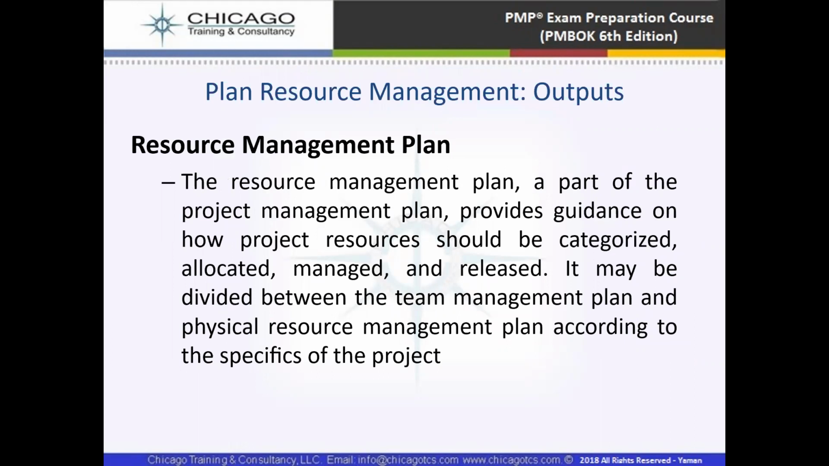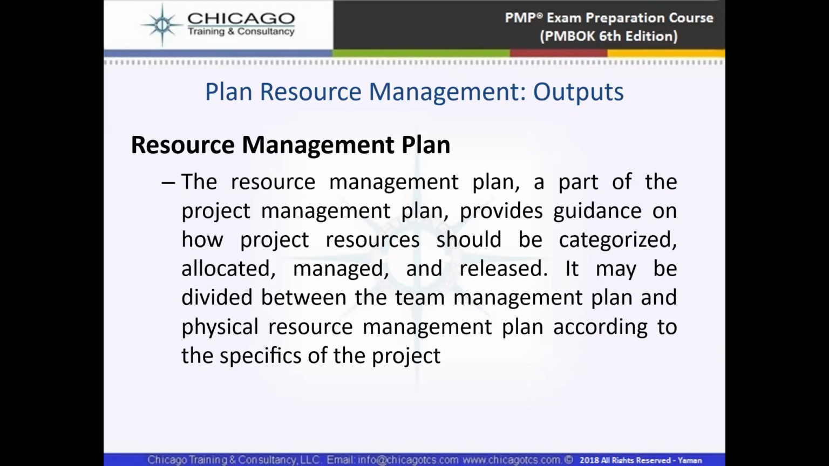So basically, a resource management plan is a part of the project management plan, which provides guidance on how project resources should be categorized, allocated, managed, and released. It may be divided between the team management plan and physical resource management plan according to the specificities of the project. So basically, we have personnel or team management plan and physical resource management plan. Physical resource management plan means the equipment. So we should know in this resource management plan at which particular time the team members should be released, and at which particular point the physical resource should be kept in parallel, or when it should be released.